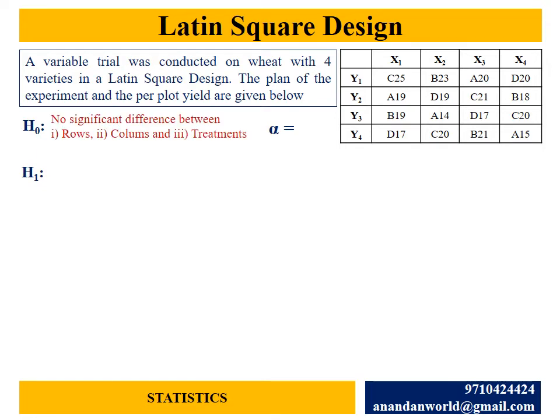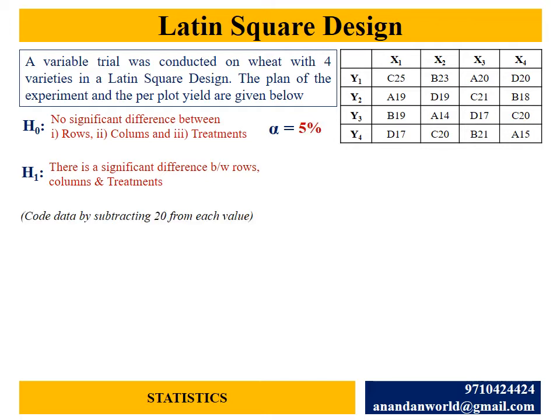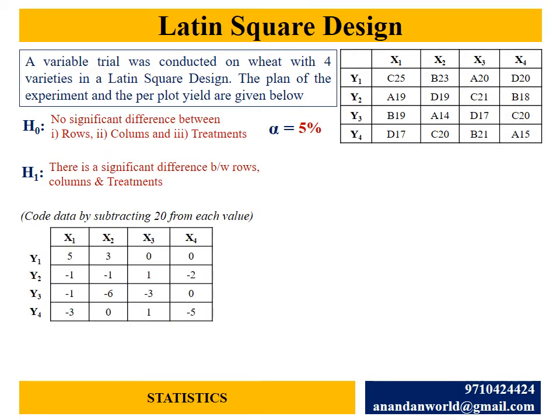Null hypothesis: there's no significant difference between rows, between columns, and between treatments. Alternate hypothesis: there is a significant difference between the rows, columns, and the treatments. Alpha we take as 5%, and we can code the data by subtracting 20 from each value. So we get this new matrix.